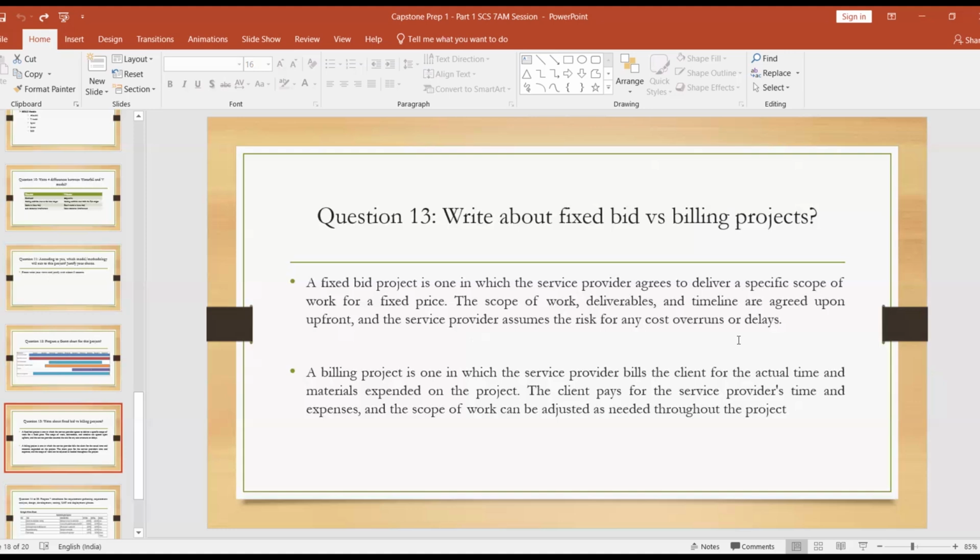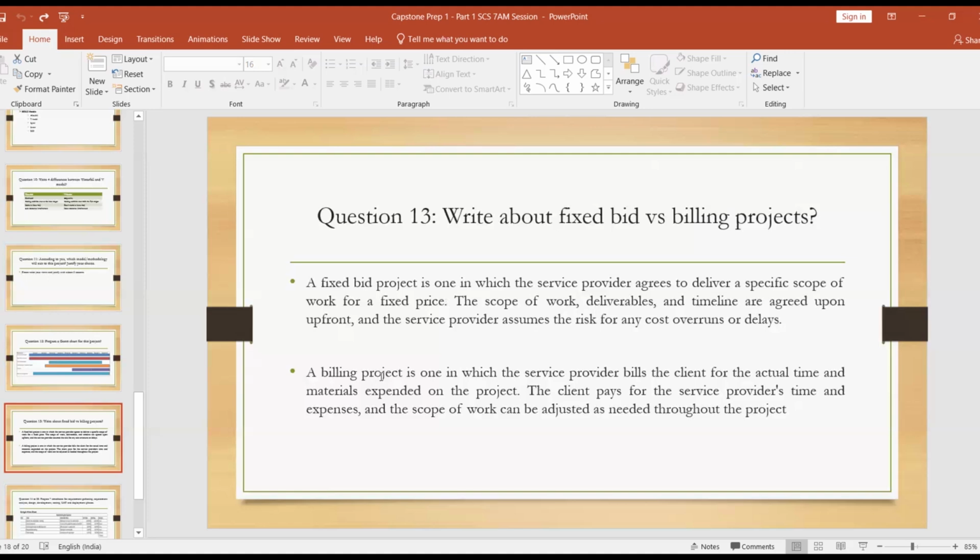If we try to understand in more detail, in fixed bid projects the price or cost of the project is predetermined before the project starts. For example, it is a tender based project, so the project price would be fixed initially. In the similar way, what exactly is a billing project?